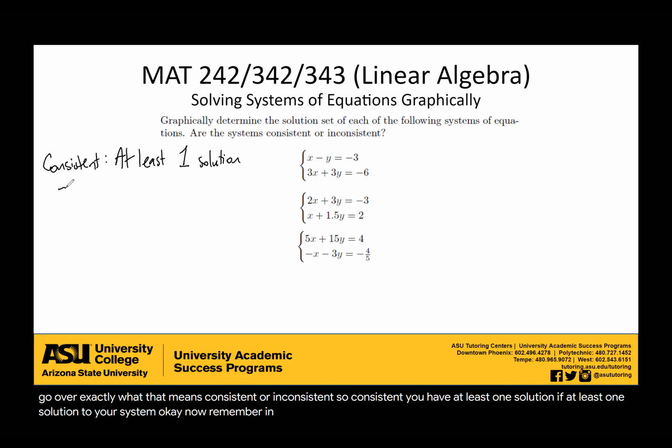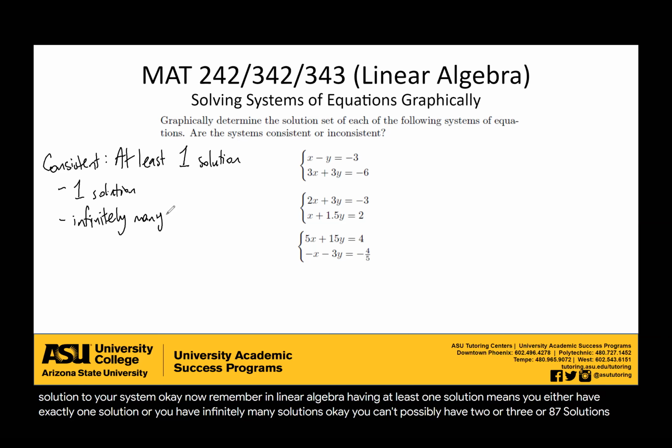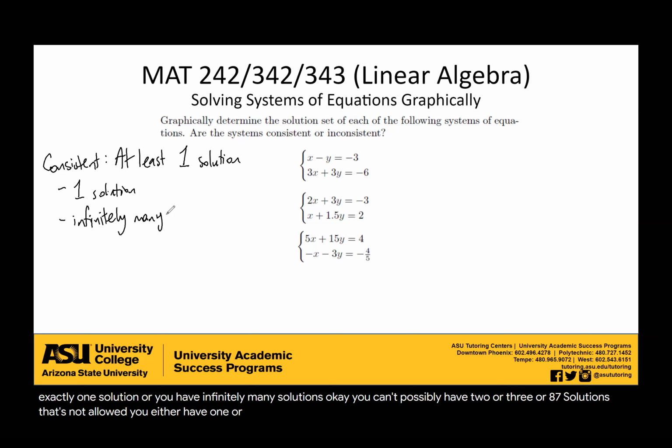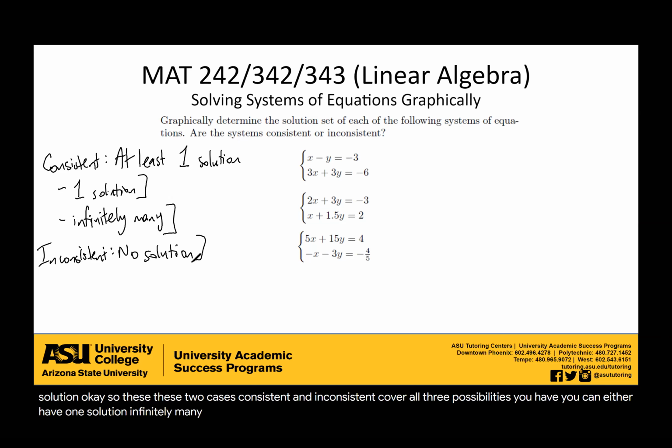Now remember, in linear algebra, having at least one solution means you either have exactly one solution or you have infinitely many solutions. Okay? You can't possibly have 2 or 3 or 87 solutions. That's not allowed. You either have one or you have infinitely many. As for inconsistent, that just means you have no solutions. Okay? So these two cases, consistent and inconsistent, cover all three possibilities you have. You can either have one solution, infinitely many, or no solution at all.